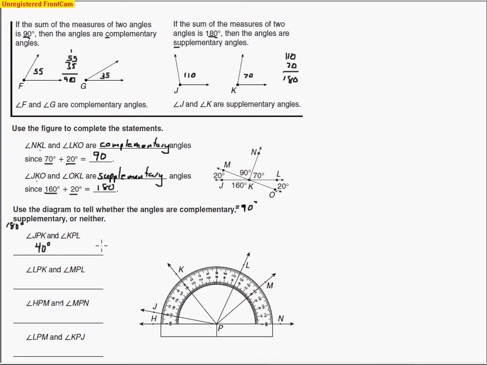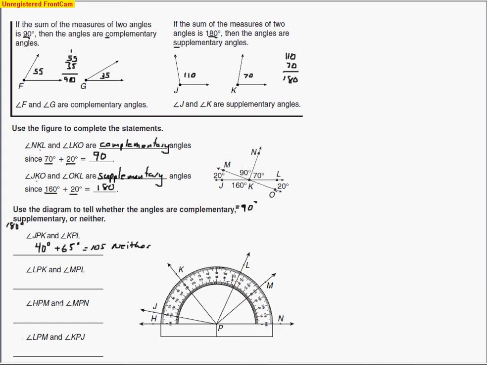Angle KPL. We start at K, P is the center, and then L here. Again, go up by tens. We're starting here at 50 to 60, so this is 10, 20, 30, 40, 50, 60, and then it goes right in between 60 and 70, so it's 65 degrees. When we add those two numbers together, we do not get 180, we do not get 90, we get 105, so we would say neither. Those angles are neither complementary nor supplementary.